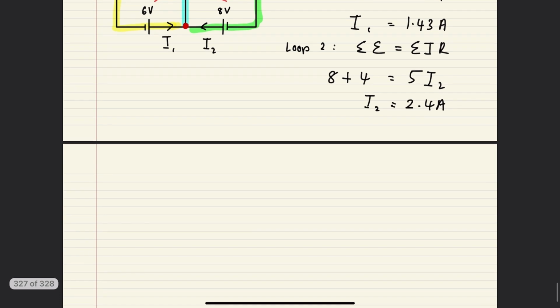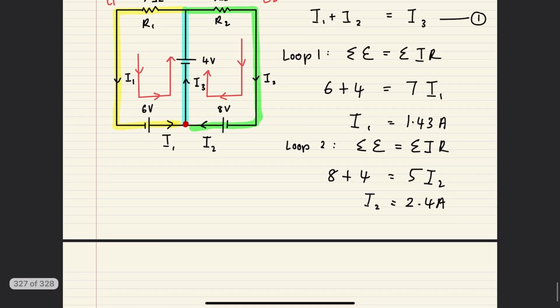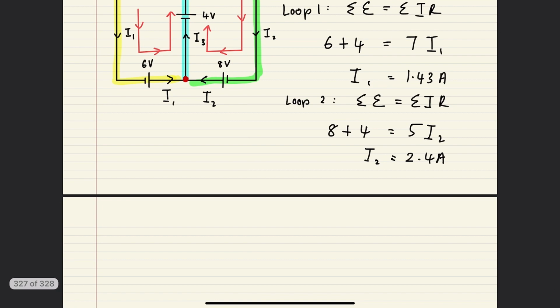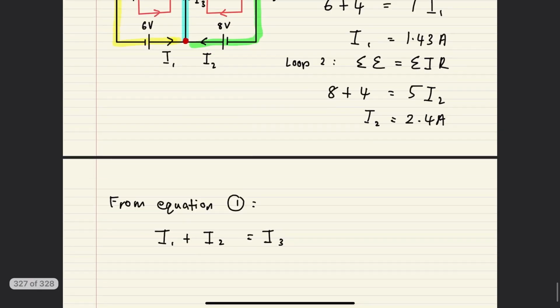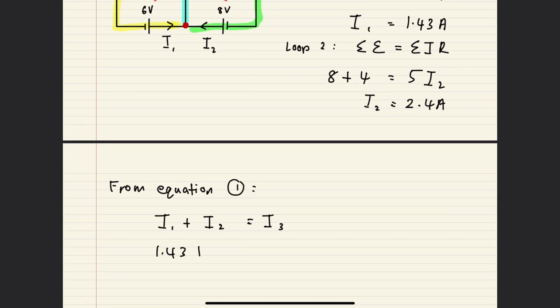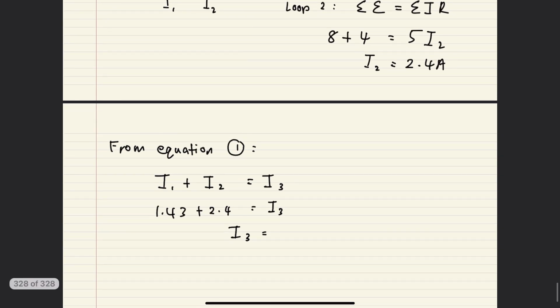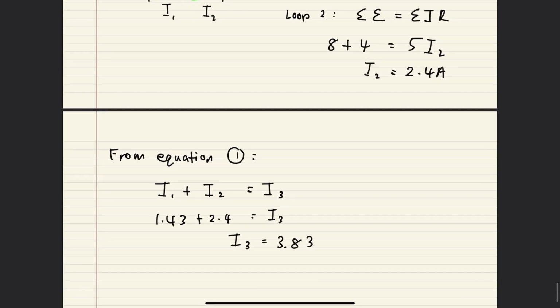And these two numbers, I1 and I2, you can substitute back into equation 1. So I just rewrite equation 1. From equation 1, I1 plus I2 equals I3. So that means 1.43 plus 2.4 equals I3. So my I3 will be 3.83 ampere as well.